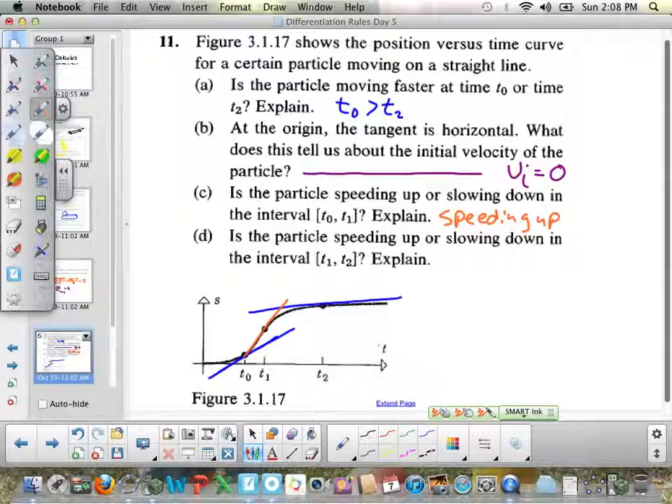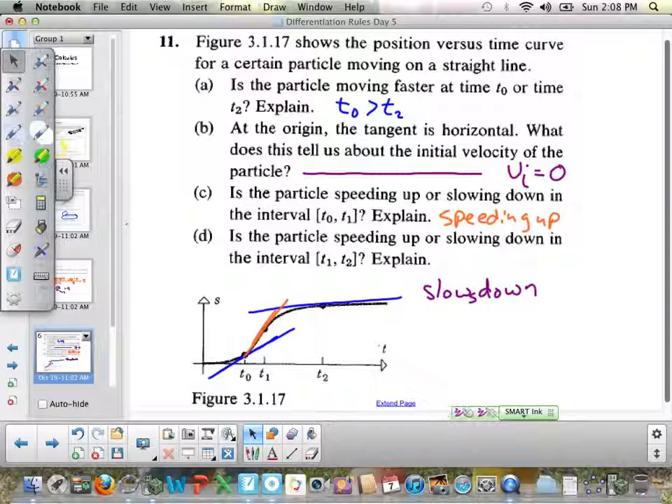What's happening from t sub 1 to t sub 2? Again, we can evaluate the steepness, and we can see that from t sub 1 to t sub 2 it slows down. There's more to that problem we could evaluate when we start discussing concavity in chapter 3. But for now, we can just compare the slopes that it starts with and the slope it ends with.